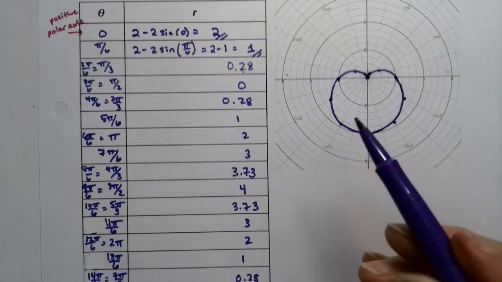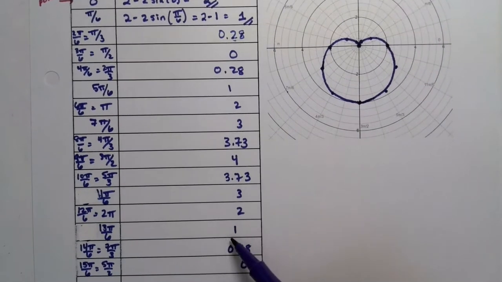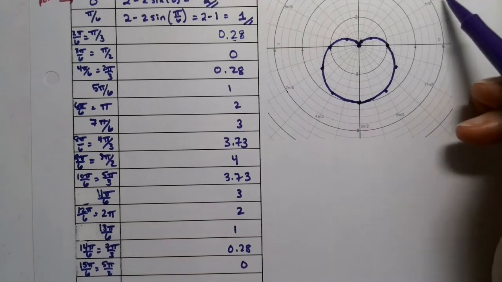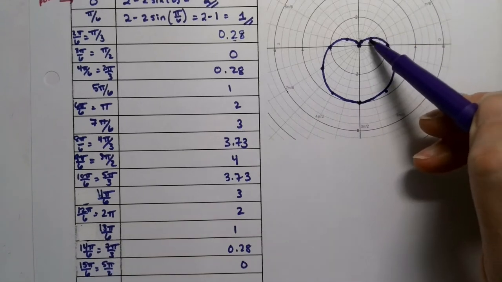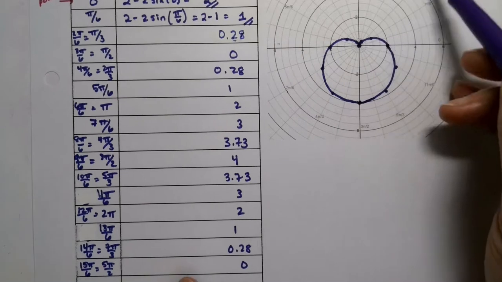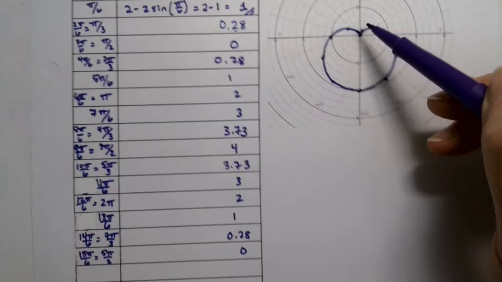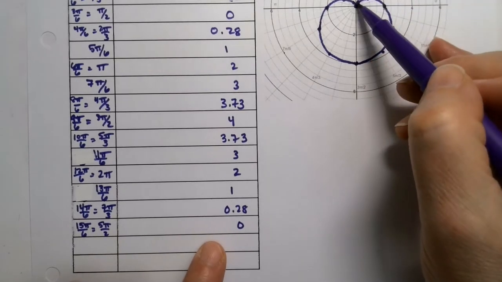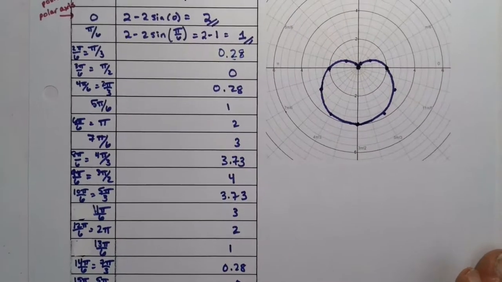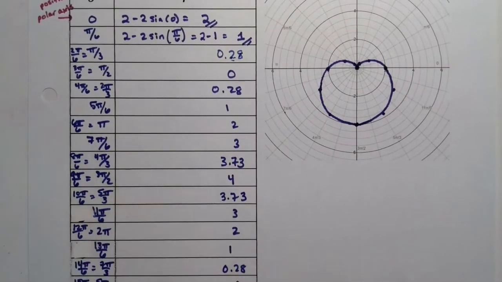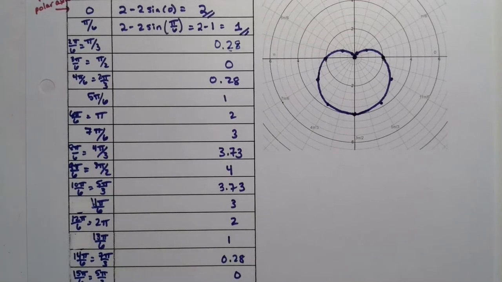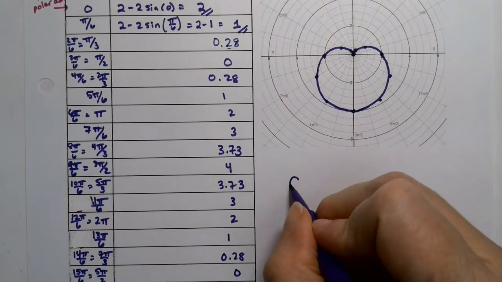Now, I kept going a little bit just to show you, but 13 pi over 6 is this line again. It's back at 1. See, it's back where it was. And then at 7 pi over 3, which is this line right here, it's back at 0.28, which is where it was. And at 5 pi over 2, which is this line up here, it's back at 0. So it's actually cycling through the same picture over and over. This picture looks familiar. It looks like a heart, right? So it's called a cardioid.